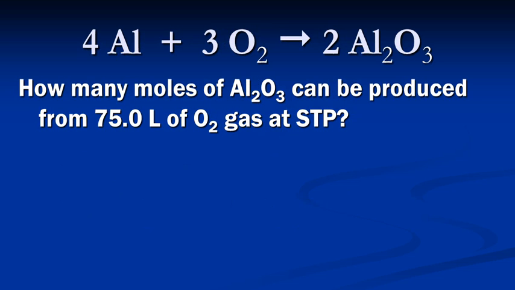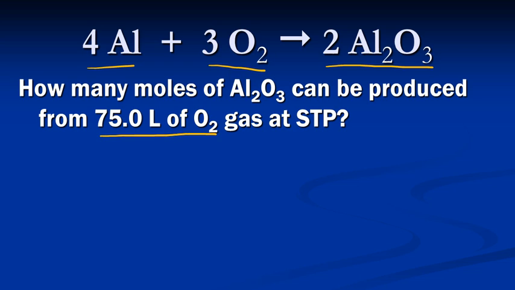So here we have an example. We have a problem, and we have a balanced equation once again where 4 moles of aluminum, that's what the 4Al means, plus 3 moles of oxygen gas produce 2 moles of aluminum oxide. And so the question says, how many moles of aluminum oxide can be produced from 75.0 liters of oxygen gas at STP? Well, when we have this type of problem, we're going to start with what's given to us.